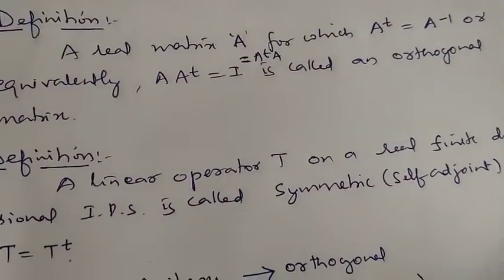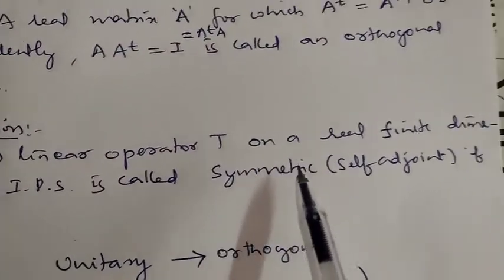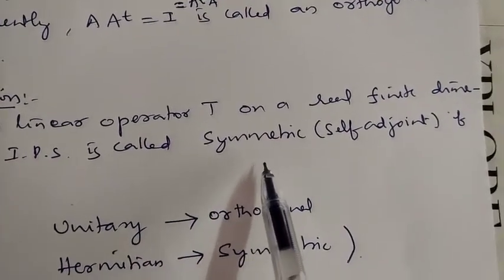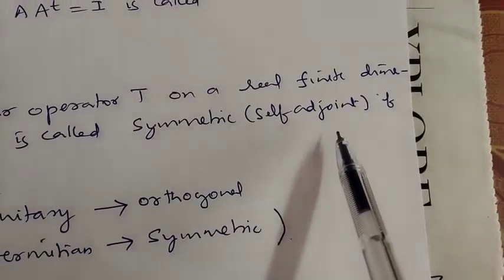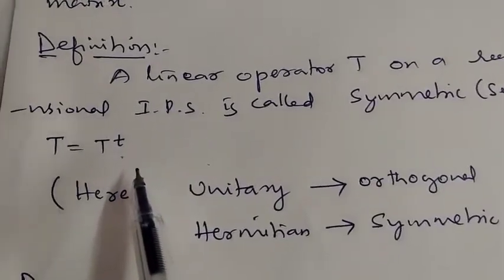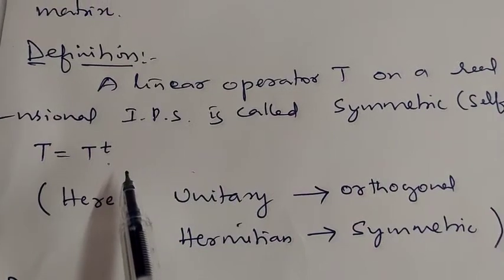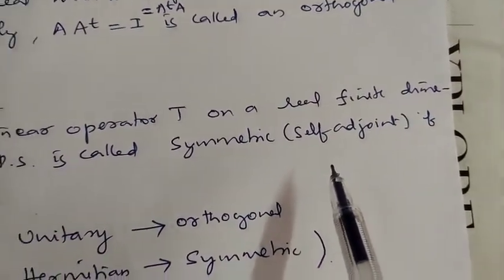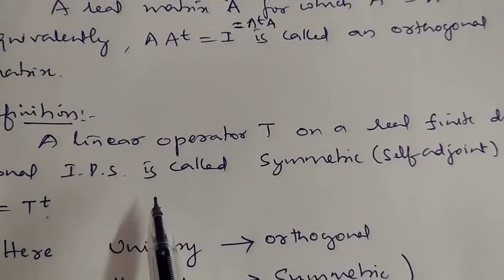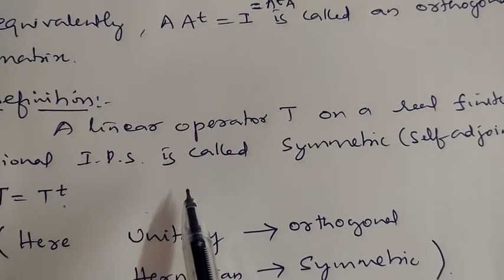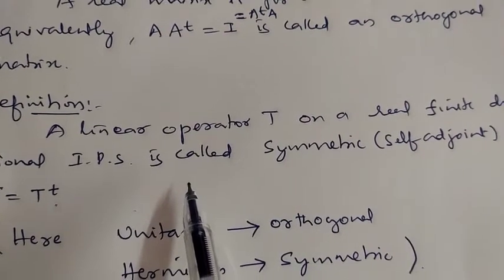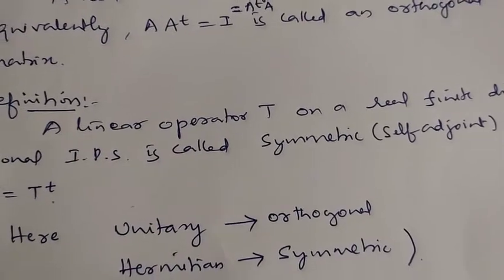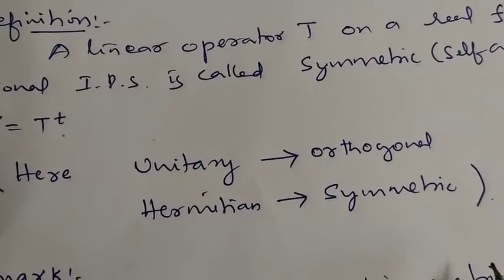A linear operator T on a finite dimensional inner product space over the real field is called symmetric or self-adjoint if T is equal to T transpose. There T is equal to T star means it is Hermitian. Here it is called the symmetric operator. Therefore, the Hermitian operators on finite dimensional inner product spaces are called the symmetric operators.